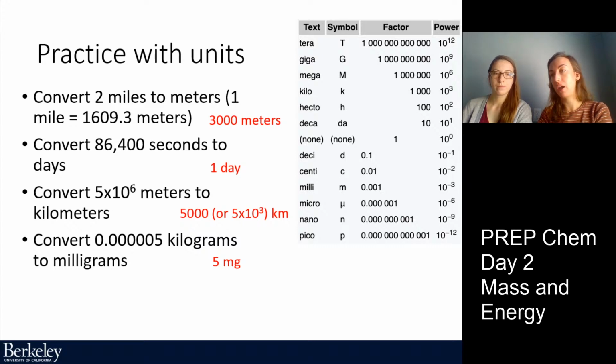And then the last one is 0.000005 kilograms is 5 milligrams. That's a great example of, I would never want to write down that many zeros or keep track of numbers that small. So I convert to milligrams and use those prefixes.